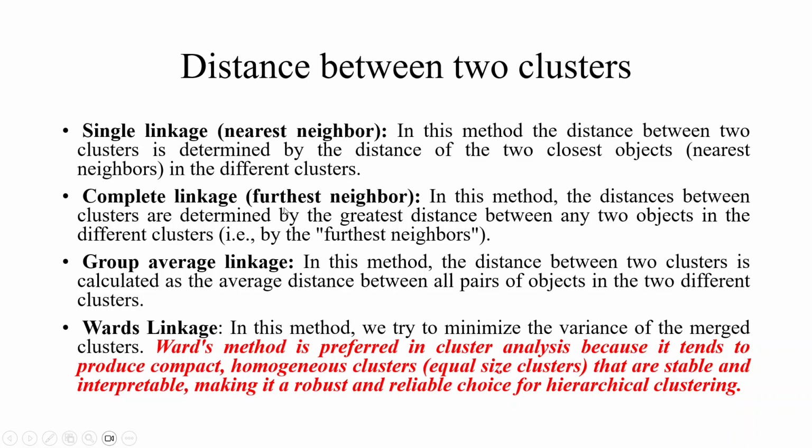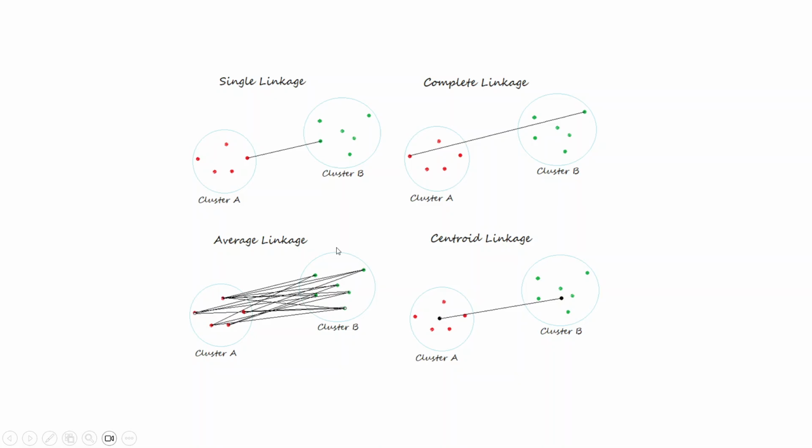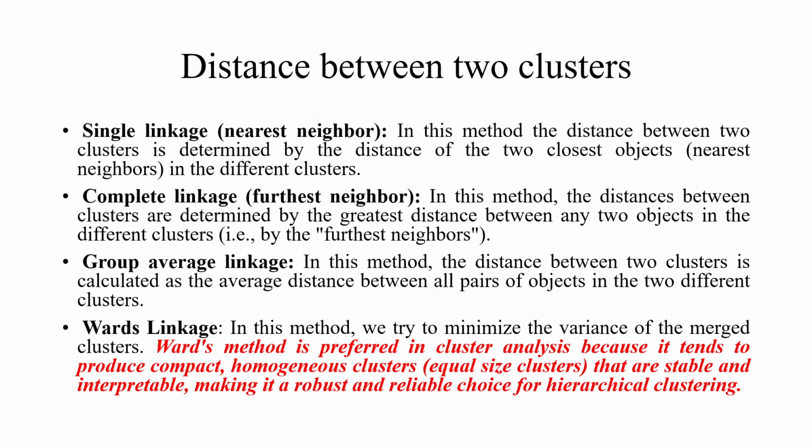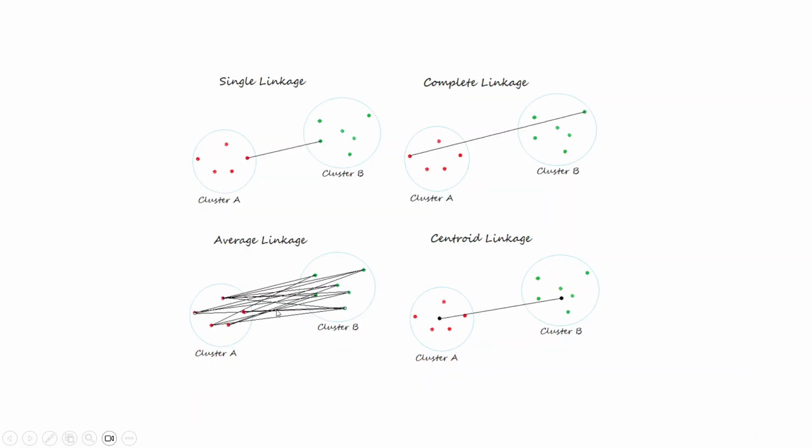Complete linkage, furthest neighbor. In this method, the distance between the clusters is determined by the greatest distance between any two objects in the different clusters. Just see this. This is the farthest points. Complete linkage. Group average linkage. In this method, the distance between two clusters is calculated as the average distance between all pairs of objects in the two different clusters. So we take the average of this.